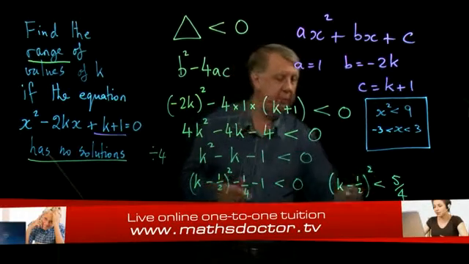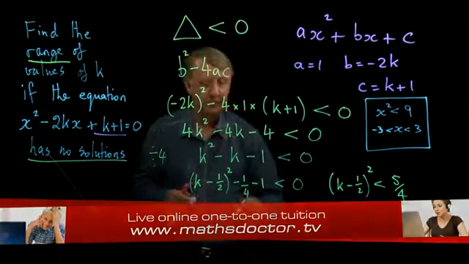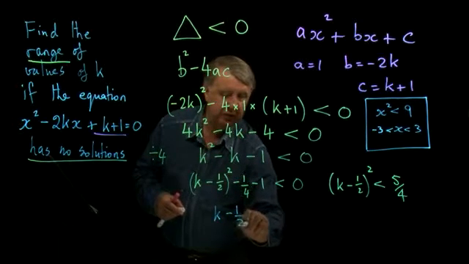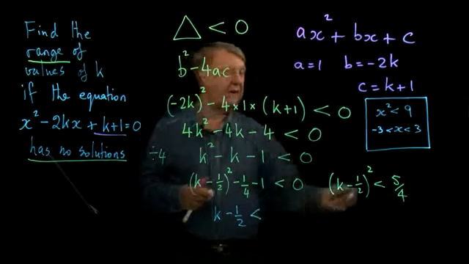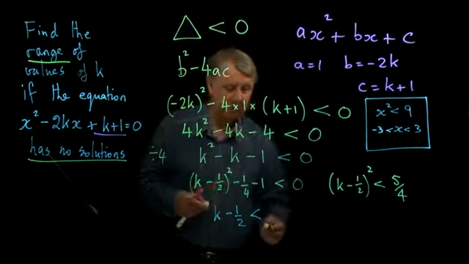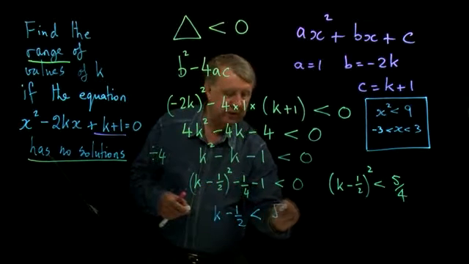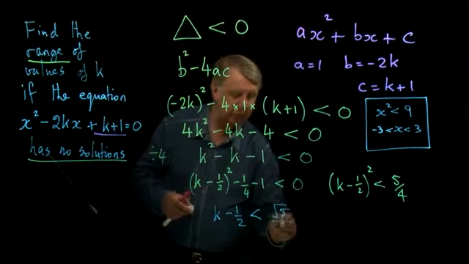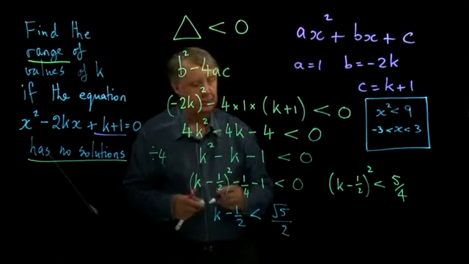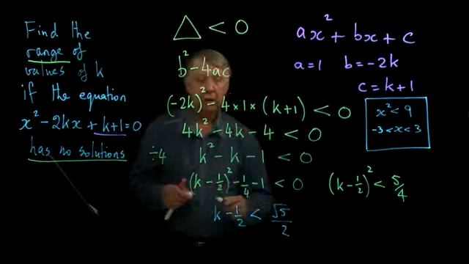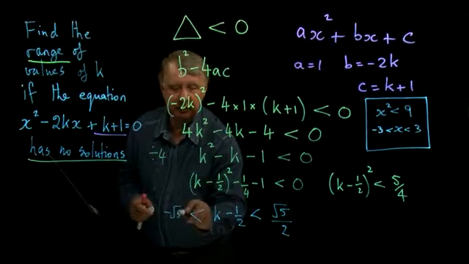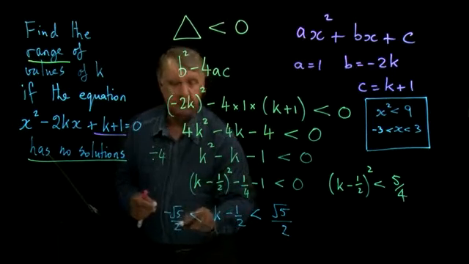So here, carrying this on, when I take the square root, k minus a half will either be less than, now we can't do the square root of 5, we'll have to leave it as a surd, but we can do the square root of 4 is 2. And we must put -√5 over 2 on that side.